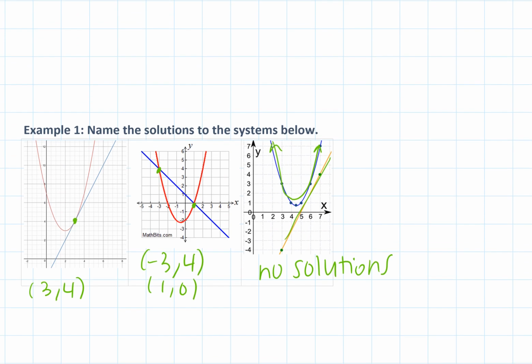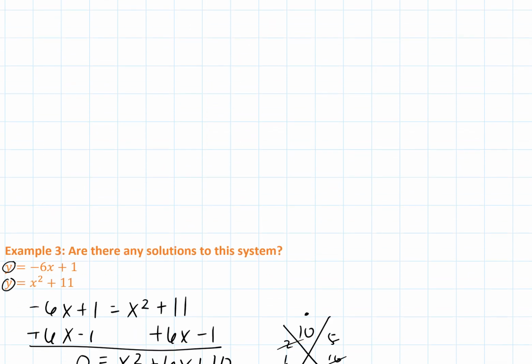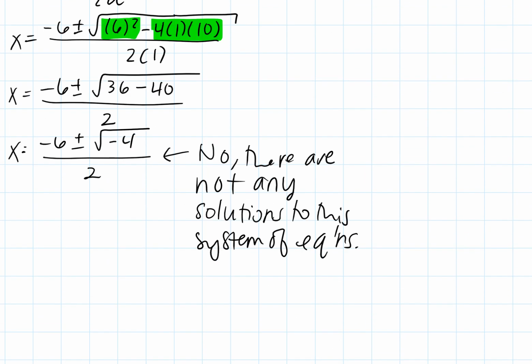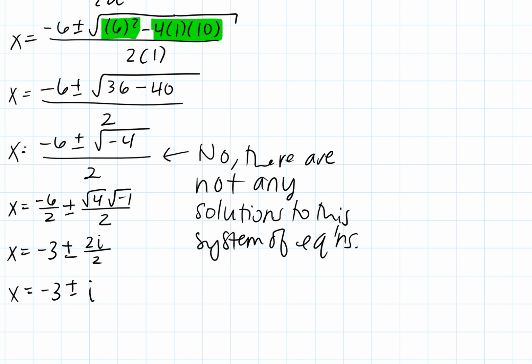This would be a scenario like we saw at the top, like this one, where the quadratic function and the line, they just never intersect. So there simply aren't any solutions. Now, for your own benefit, you know you could simplify this value. This would be x equals -6/2 plus or minus the square root of 4 times the square root of -1, over 2. That's x equals -3 plus or minus 2i over 2, or -3 plus or minus i. But again, you're getting a complex value for x, which you can't actually plot. So in this case, there are no solutions to this system of equations.